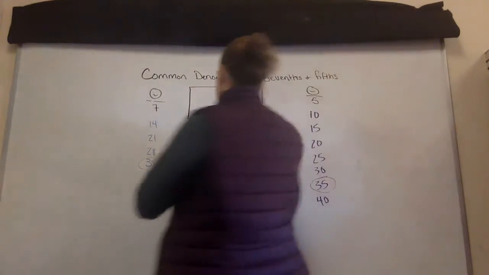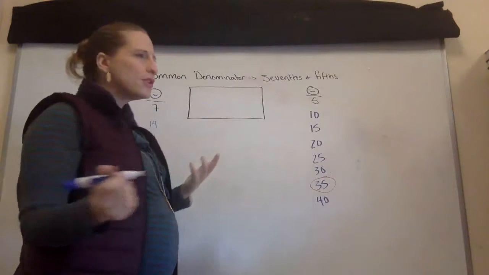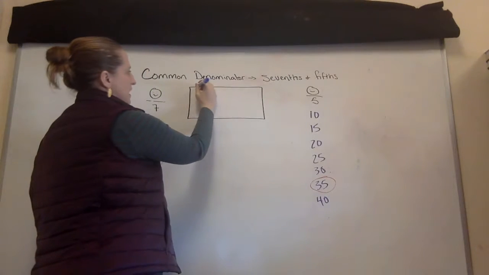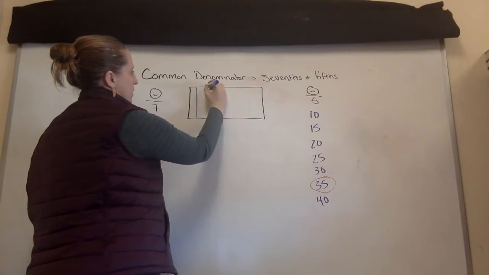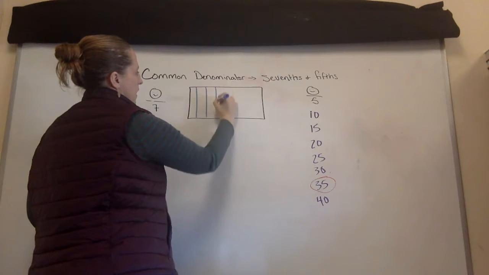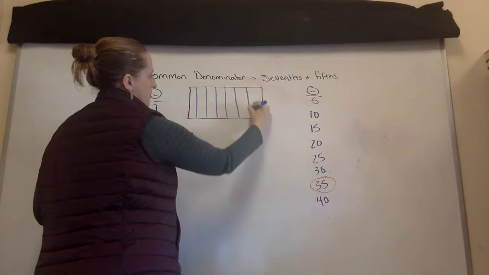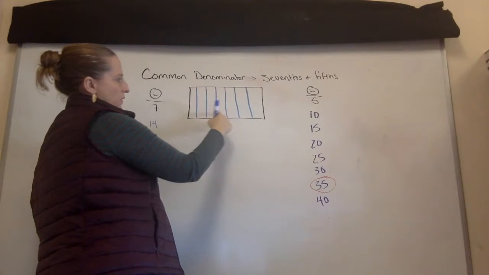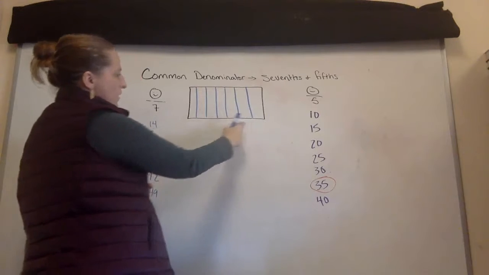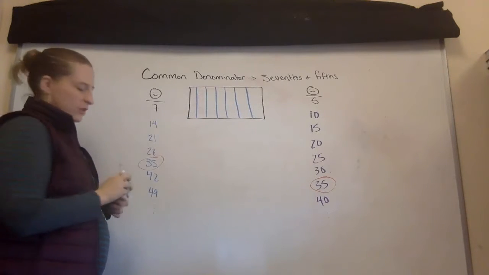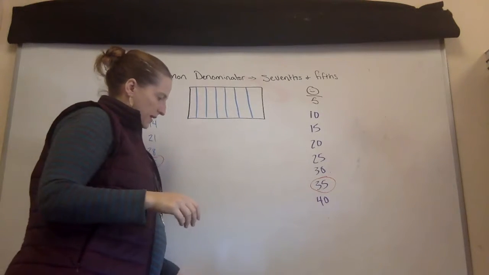Now I'm sketching this on the board, and I would expect the same of you. I'm going to do my best to make those pieces as equal as possible. And there's 1, 2, 3, 4, 5, 6, and 7. So notice that now I've shown sevenths. My little rectangle is split into sevenths.